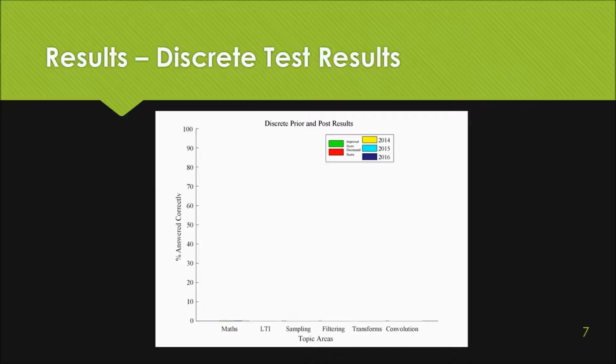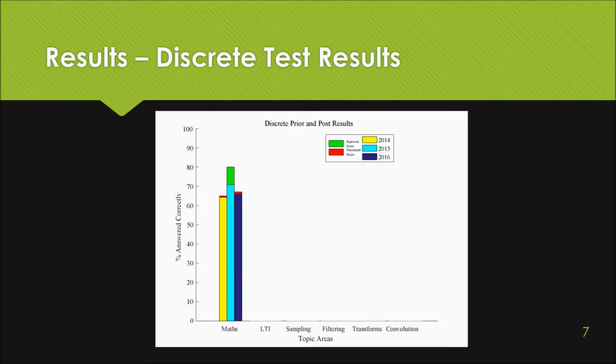Looking at the discrete test results. So the results we looked at were just overall, and they do paint a bit of a picture. But we then moved on to dividing it into 6 different topic areas which we looked at. So take, for example, the maths topic area here. We looked at it across 3 years, 2014, 2015, and 2016.